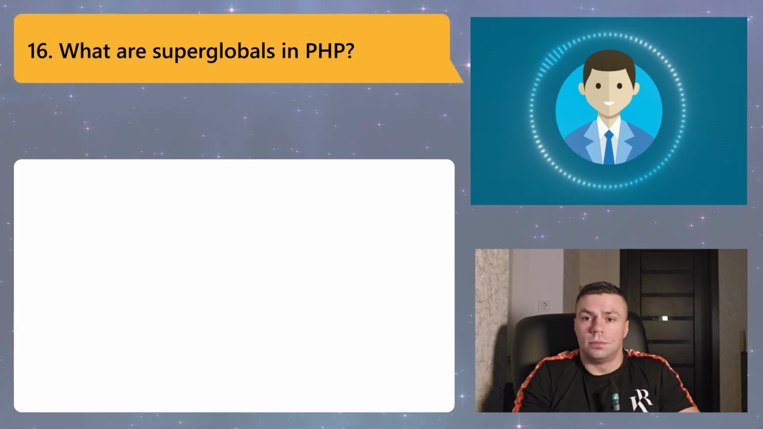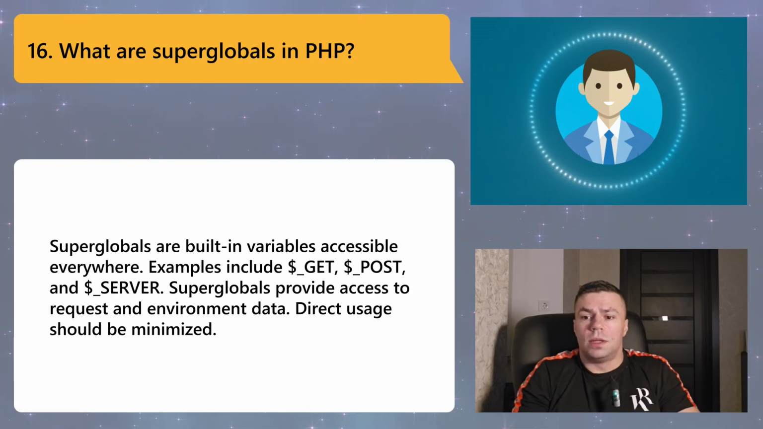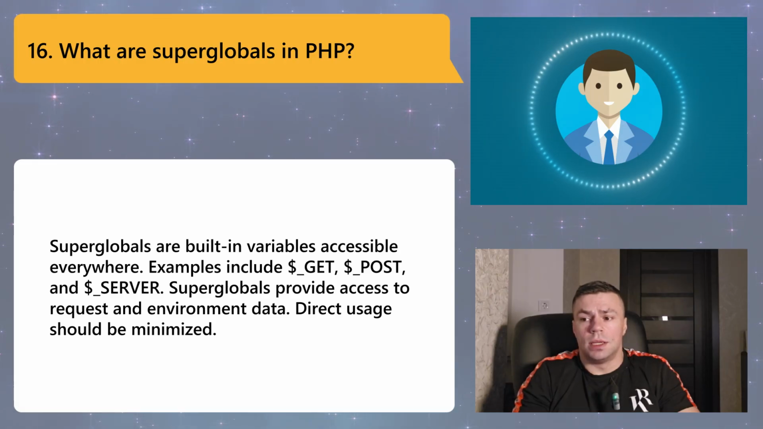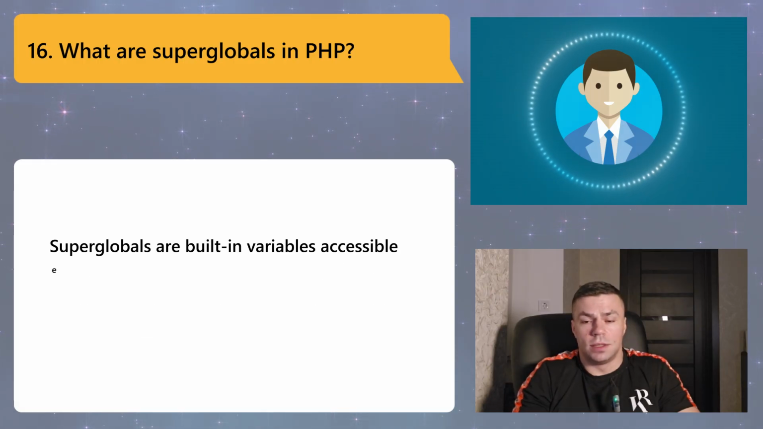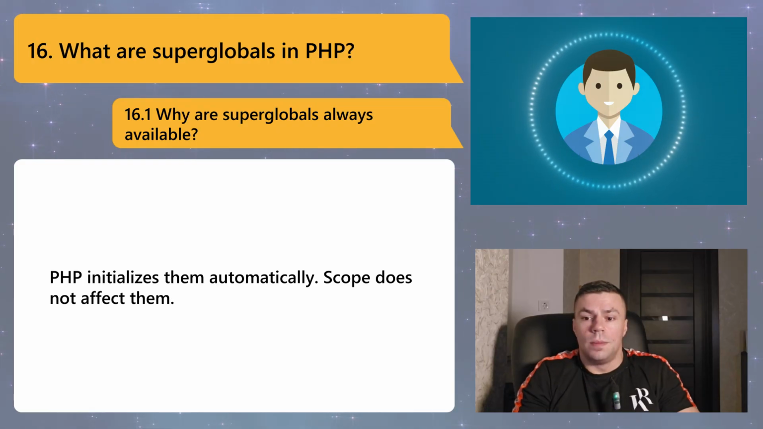What are superglobals in PHP? Superglobals are built-in variables accessible everywhere. Examples include $_GET, $_POST, and $_SERVER. Superglobals provide access to request and environment data. Direct usage should be minimized. Why are superglobals always available? PHP initializes them automatically. Scope does not affect them.